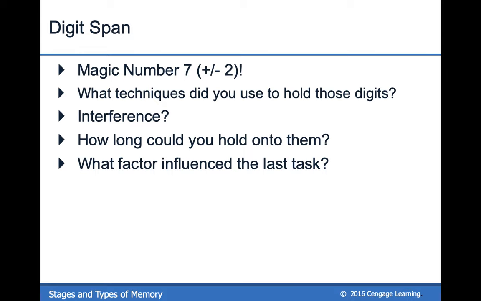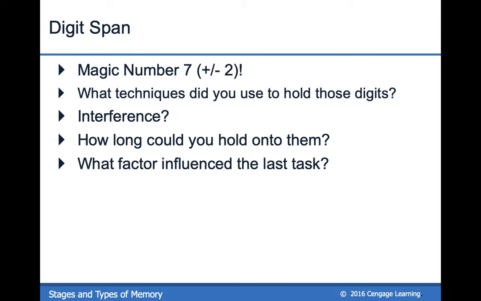So what techniques did you use to hold on to those digits? Did you try to make a story out of it? Did you try to repeat it back to yourself? So starting at the beginning, DJ, and then DJR, DJRN, DJRNQ. Did you hold them in your mind that way? Or did you go, okay, DJ like a music DJ, RN like a nurse, QP, another similar place in the alphabet? I don't know. You may have told yourself a little story as you went along.